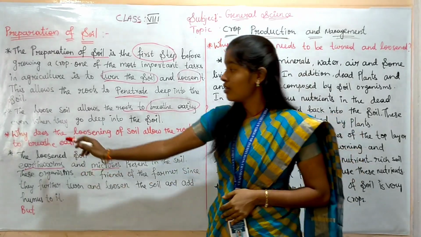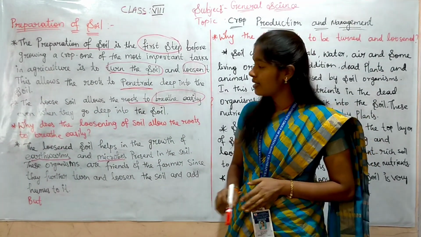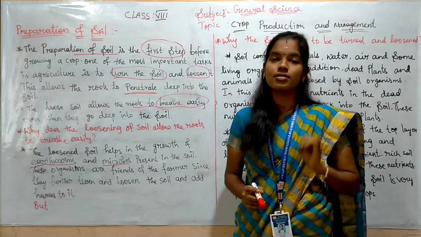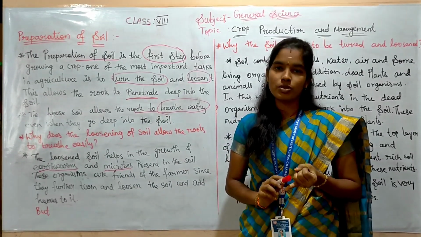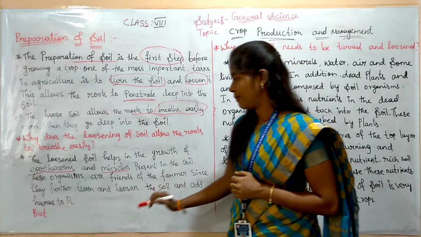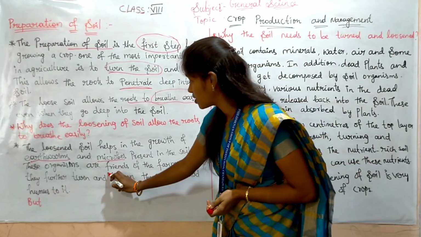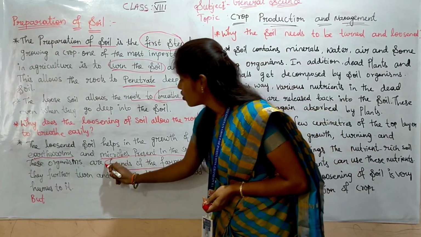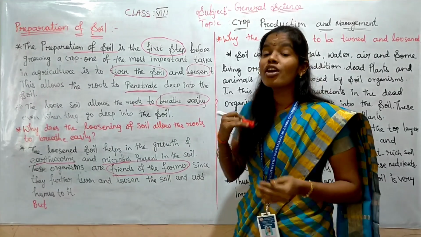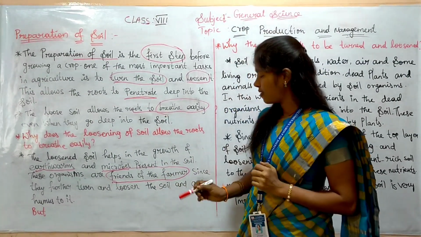Why does loosening soil allow the roots to breathe easily? The loosened soil helps in the growth of microorganisms, which is nothing but microbes, and earthworms present in the soil. These organisms are friends of the farmer. What are earthworms and microbes? Why are we calling these microbes and earthworms friends of the farmer?